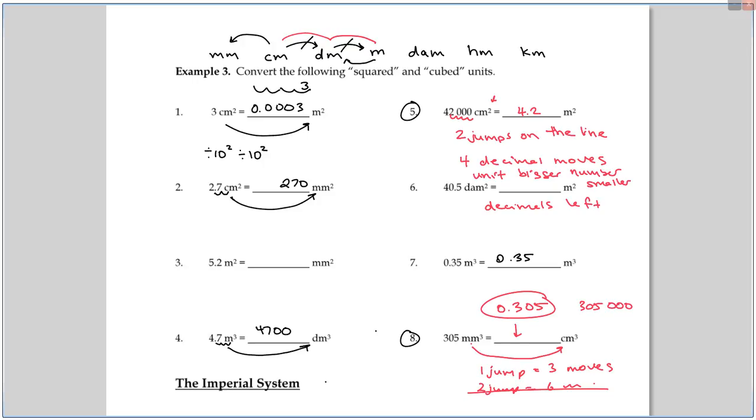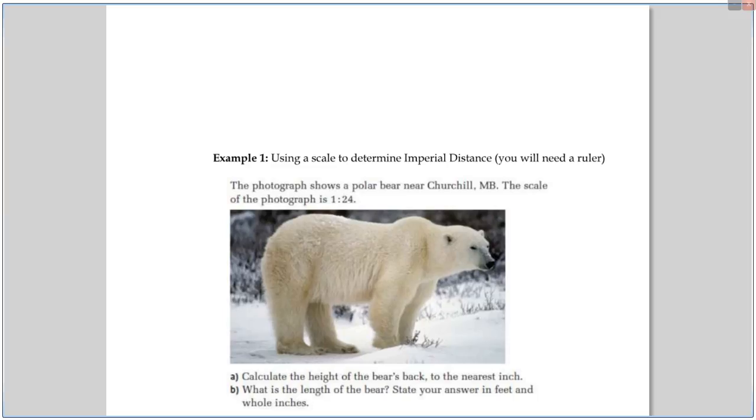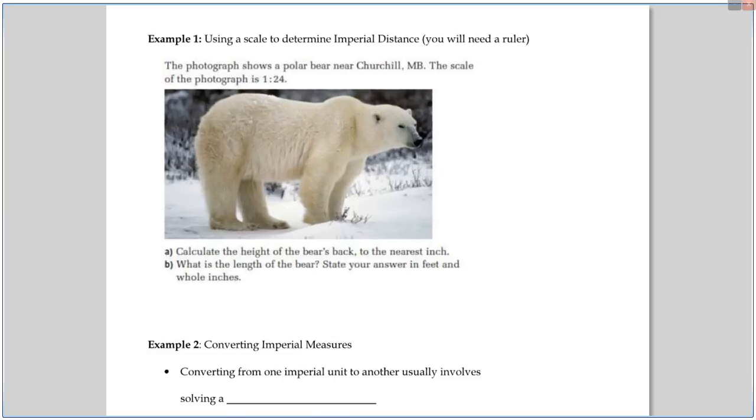Okay, are we flipping the page or what's on the bottom there? If it's kind of weird looking in the photocopy, it's on your yellow sheet, so don't stress out about that. Here we have a polar bear. The photograph shows a polar bear, and it gives you a scale 1 to 24. It says calculate the height of the bear's back to the nearest inch. What is the length of the bear? Well, I don't have a ruler. Maybe I have a ruler.